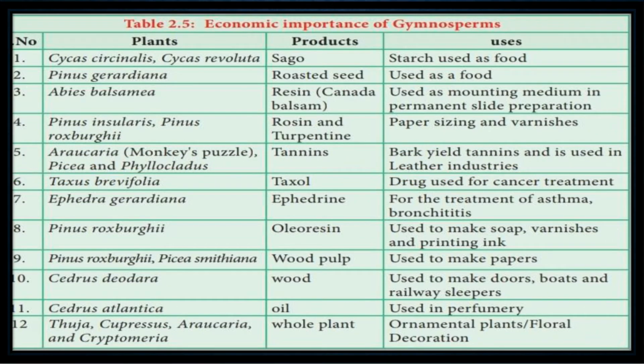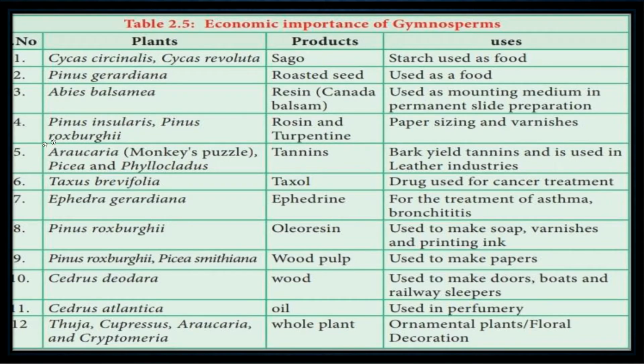Now the economic importance of gymnosperms. This is the plant name, product name, and how it is used. Cycas circinalis and Cycas revoluta are used to produce sago starch. It is the name of the starch and it is used as food. Pinus gerardiana, the roasted seeds of this plant, are used as food. Abies balsamea, the resin from this plant, is used as Canada balsam for mounting specimens on slides for permanent slide preparation.